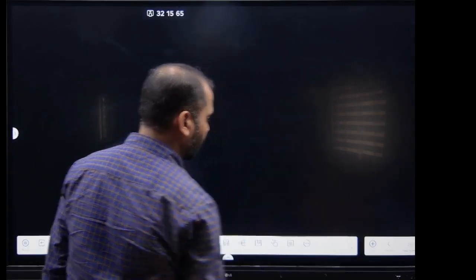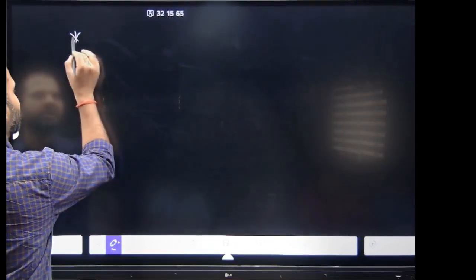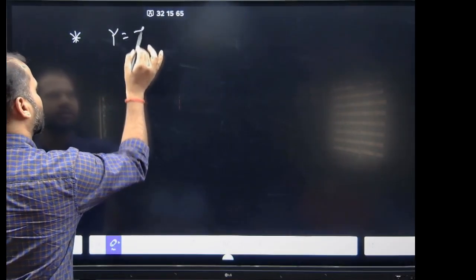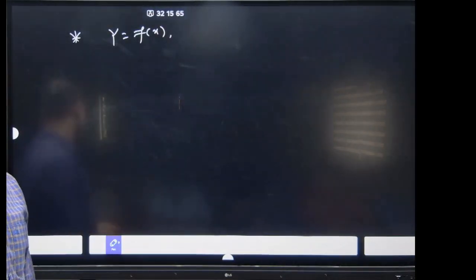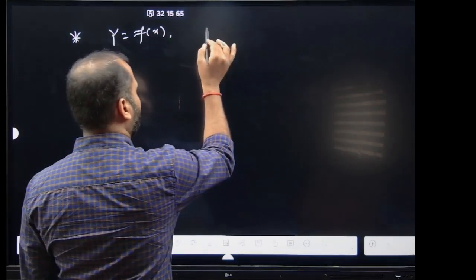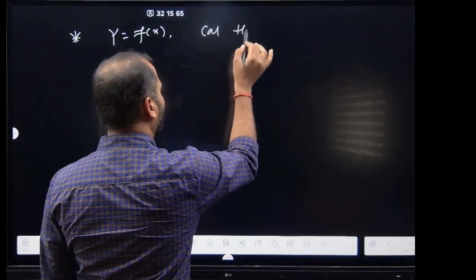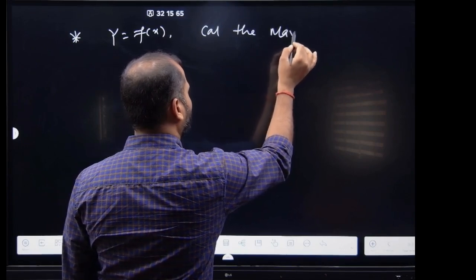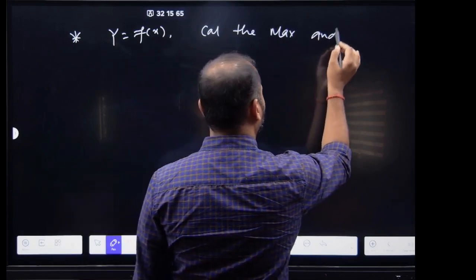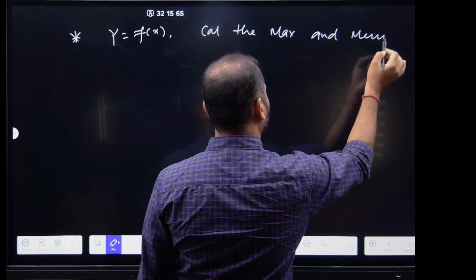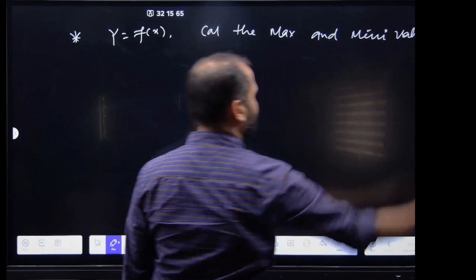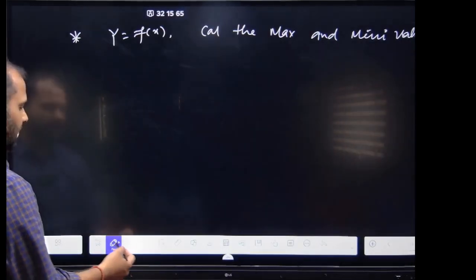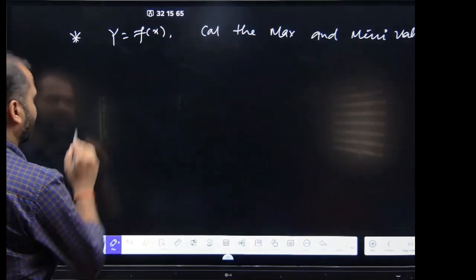Done? Now, suppose in the question it is given like this: y is equal to f of x. Any f of x will be there, x cube or something. Our target is to calculate the maximum and minimum value. Suppose this is the target. So, some steps will be there, and we will follow those steps. One by one I will write them.